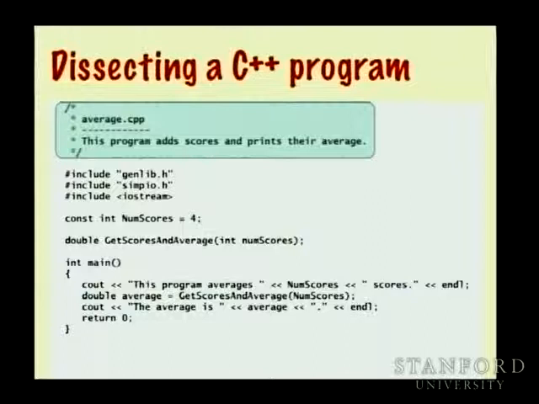This one starts with a comment, always a good idea, right? Using the /* multi-line comment to identify it. It says, oh, this is average.cpp, and it adds scores and prints their average, right? So just like all the good style habits that you have in Java, hopefully translate quite well to C++ about just explaining to the reader where we're going and what we're doing.